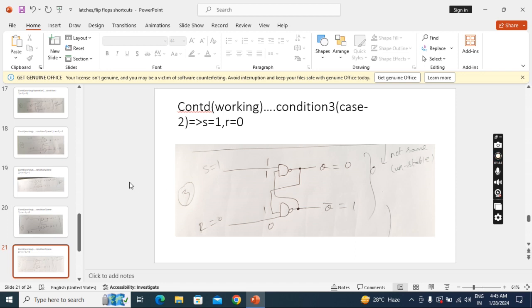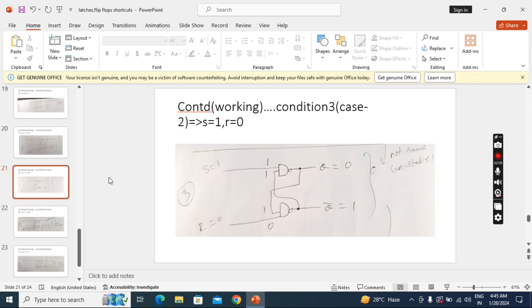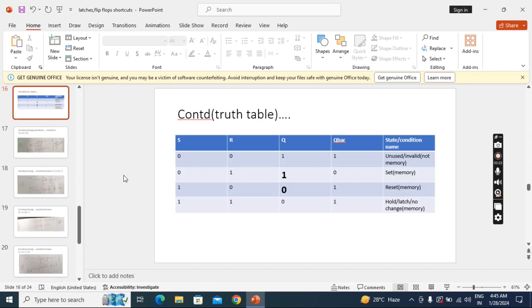Case 3. In case 3 also I will maintain the same S1, R0. I feed back the previous case output. So now I am getting both 1s, so output 0. Both are zeros, output 1. So it is stable, because in case 2 what we got, Q0, Q bar 1. Here also we got Q0, Q bar 1. So this is the stable output. So we have to take it as the final output for condition 3, and we have to note it down in the truth table. So for S1, R0, what is the output? Q equal to 0, Q bar equal to 1.